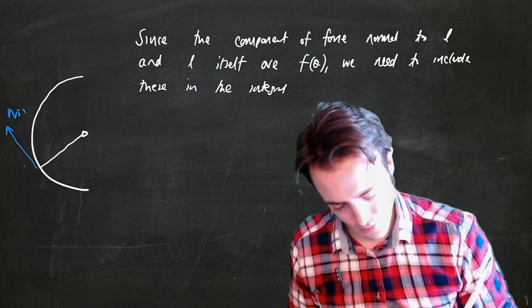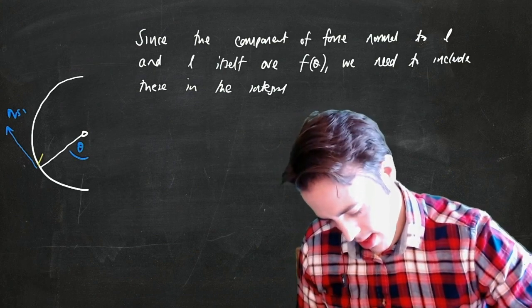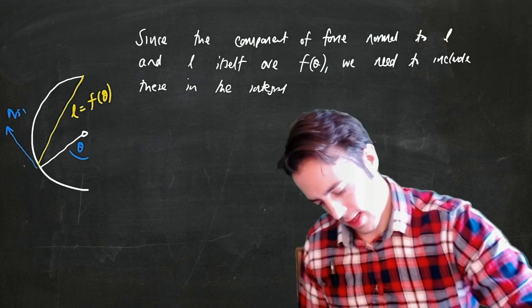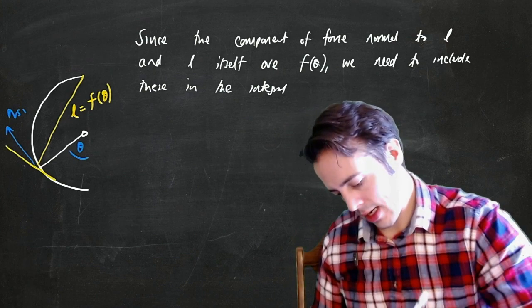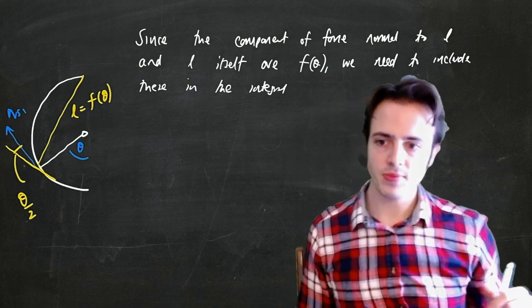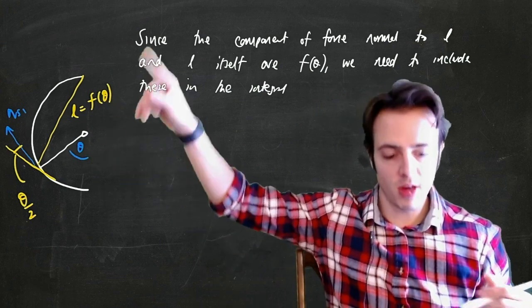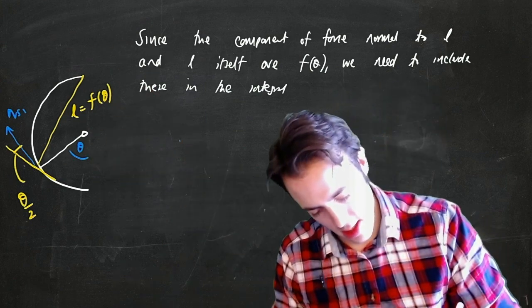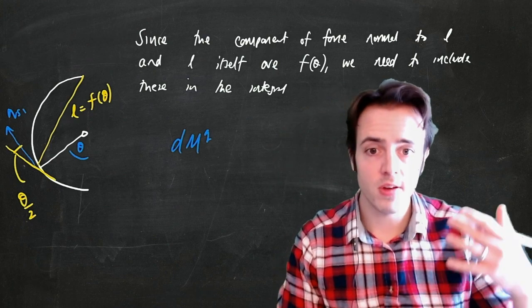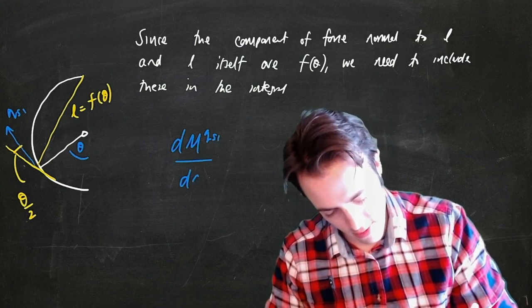So that's QS1. That's theta. This up here is L, which we have the function of theta of, and then this angle in here is theta on 2 in this case. So we now want to look at the contribution of the moment here, and we're going to treat moment as being positive. So we'll say dMq because of S1, dMq S1 as a function of theta.